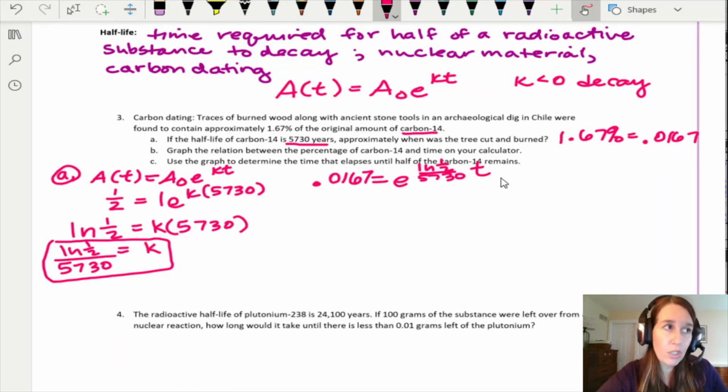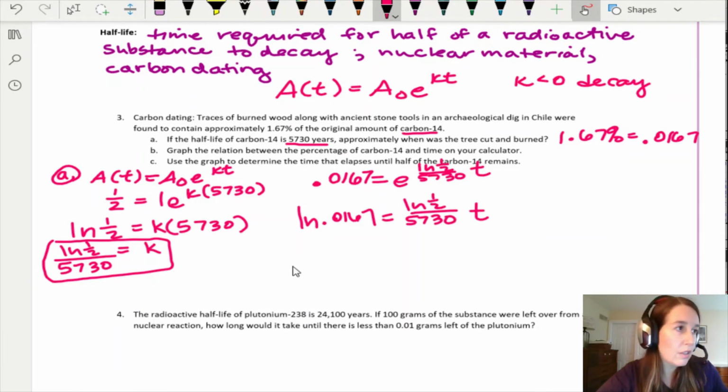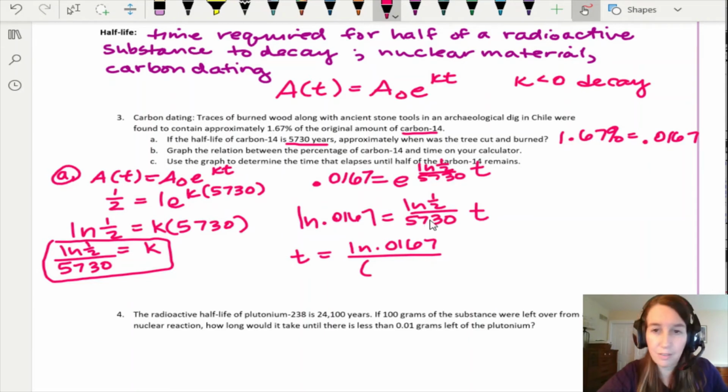So we're just solving for t, and since it's in the exponent, we're going to change to log form. So that's natural log of 0.0167 is equal to natural log of a half over 5730 times t. So t equals natural log 0.0167 divided by, put this in parentheses because all this stuff is a lot, natural log of a half over 5730. Oh, that looks super fun to type into my calculator.